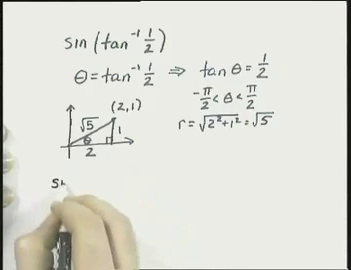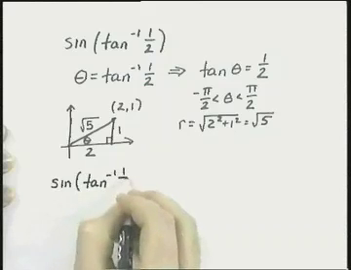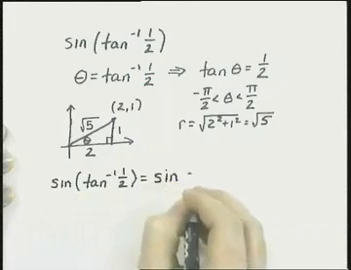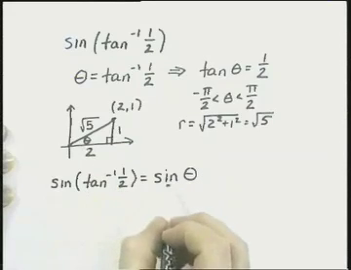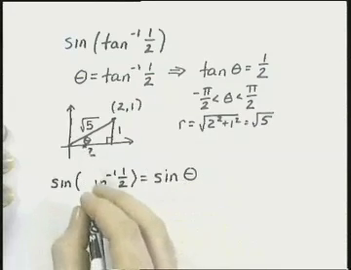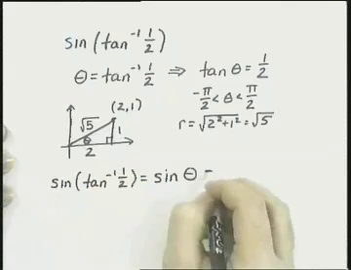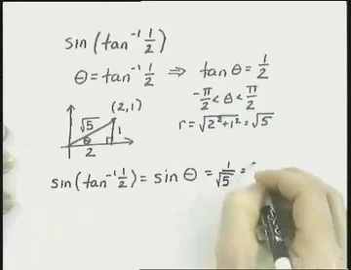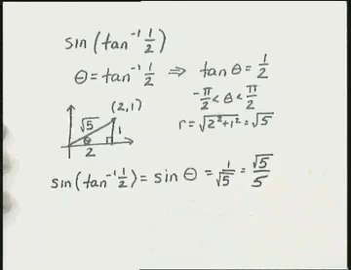So when I'm computing the sine of the inverse tangent of 1/2, what I'm really doing is computing the sine of this angle theta. Well, the sine of an angle theta is going to be the length of the side opposite over the hypotenuse. So that's going to be 1 over the square root of 5, which, if I rationalize, is root 5 over 5.